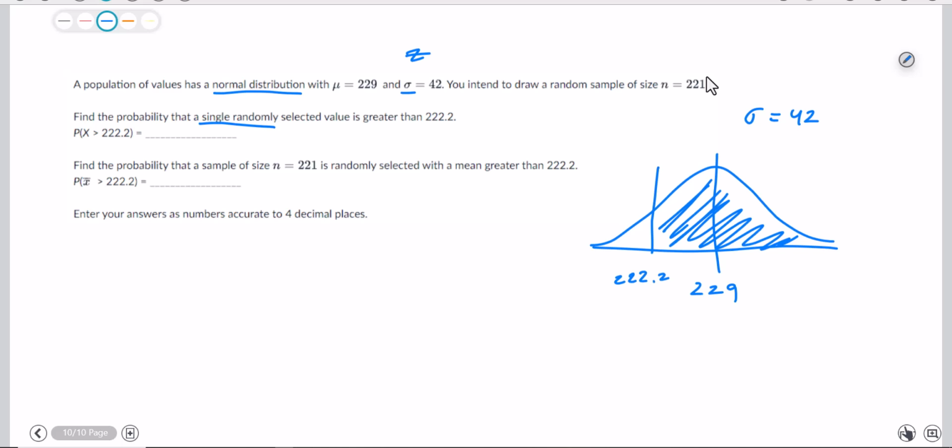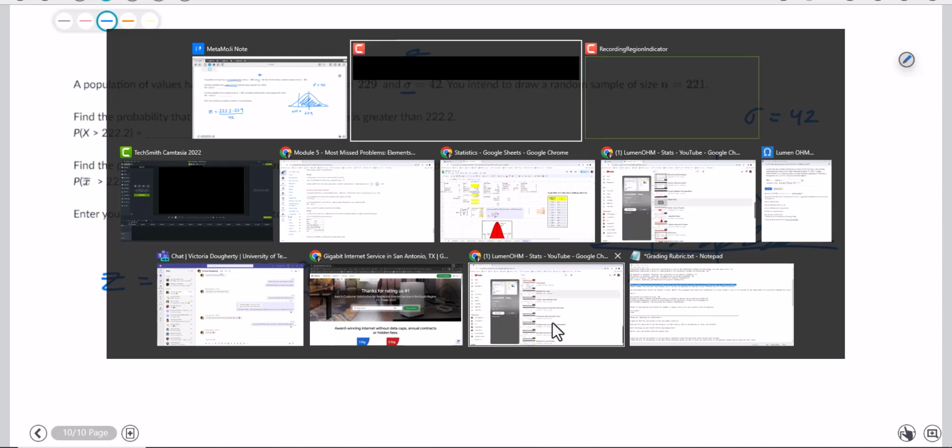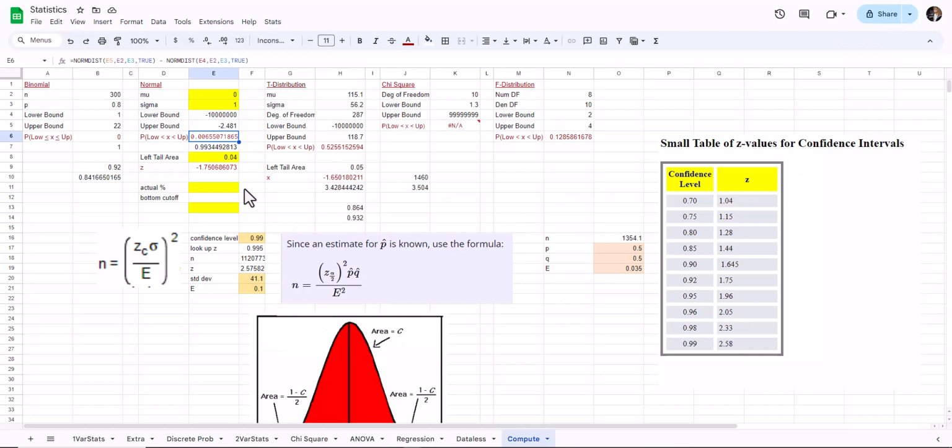And once again, you certainly could find the z-value. Remember, you find the z-value by taking the sample minus the mean divided by the standard deviation. But this is so much quicker to use Google Sheets.